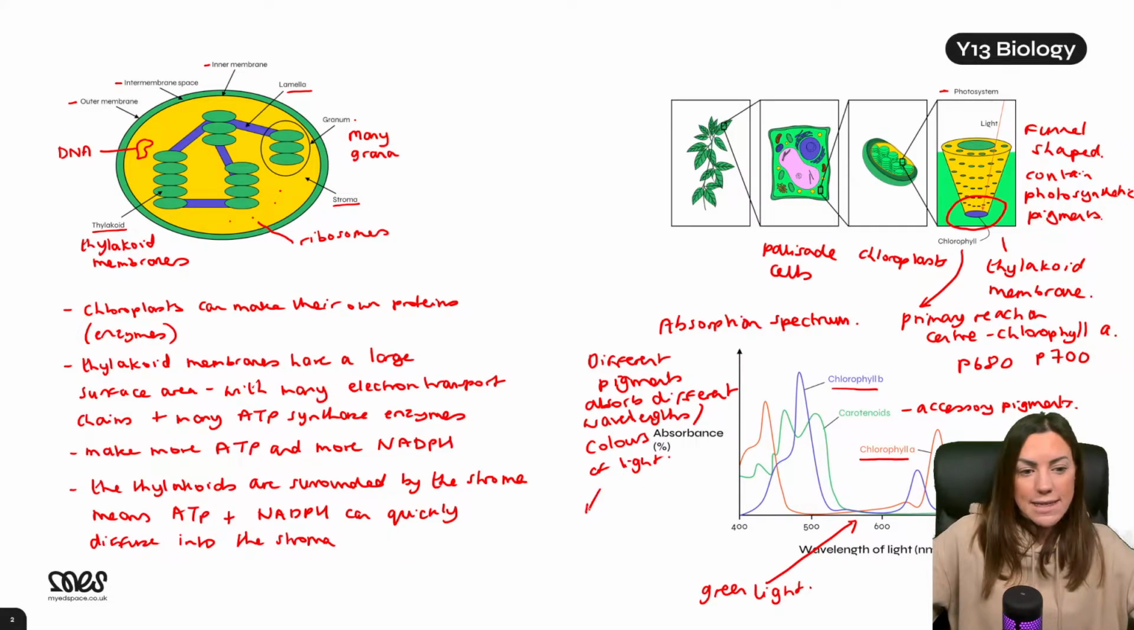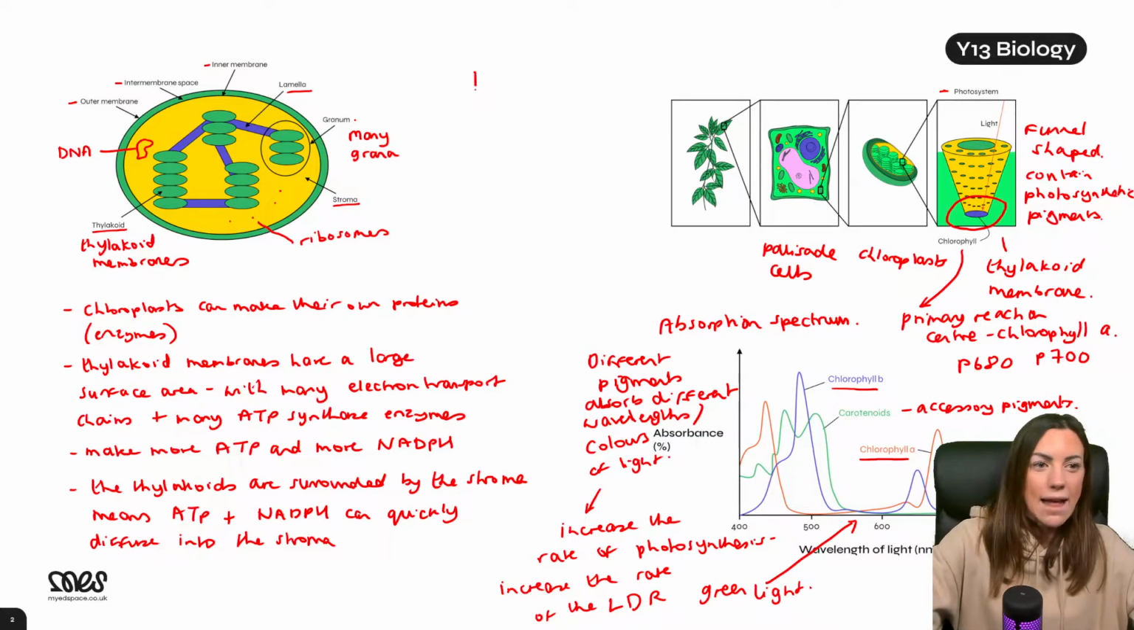The benefit, let's just make a note of that as well, the benefit for having a range of different pigments and absorbing different wavelengths of light is it will increase the rate of photosynthesis. Being a little bit more specific than that, it will increase the rate of the light-dependent reaction. Because don't forget, the light-dependent reaction, as the name suggests, requires light energy.